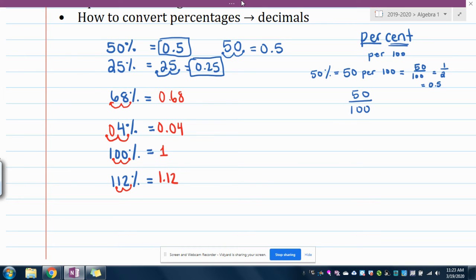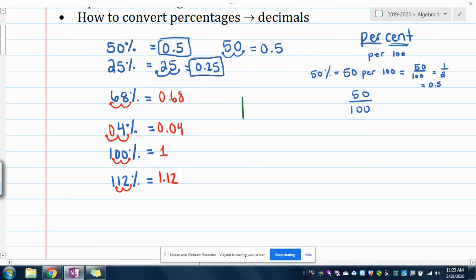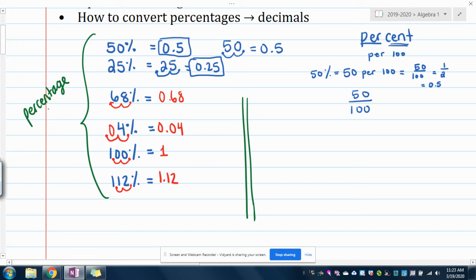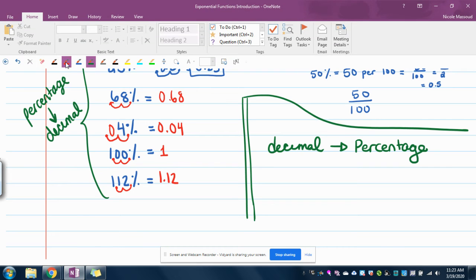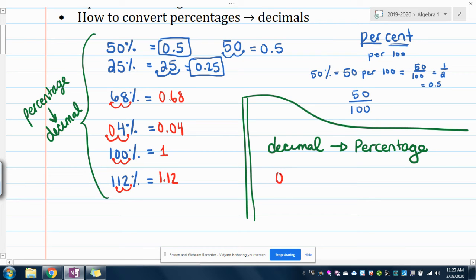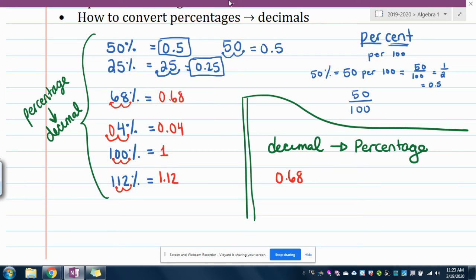So what about going the other way around? What if I go the other way around? So this is from percentage to decimal. Well, guess what? If we go from decimal to percentage, it's the same thing, just the other way around. So if I have, let's go backwards, 0.68, what is that as a percentage?